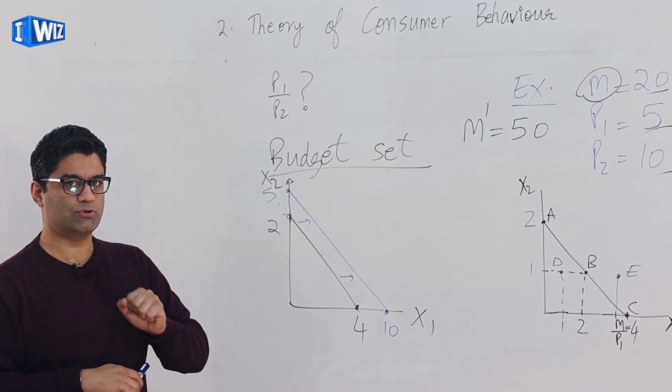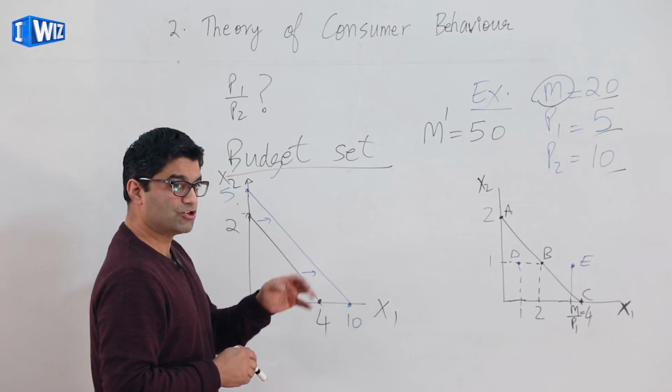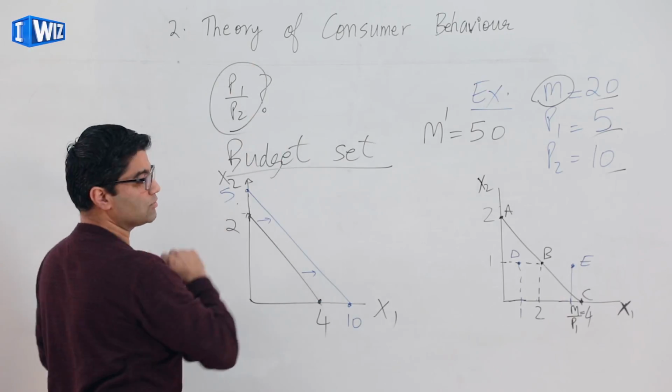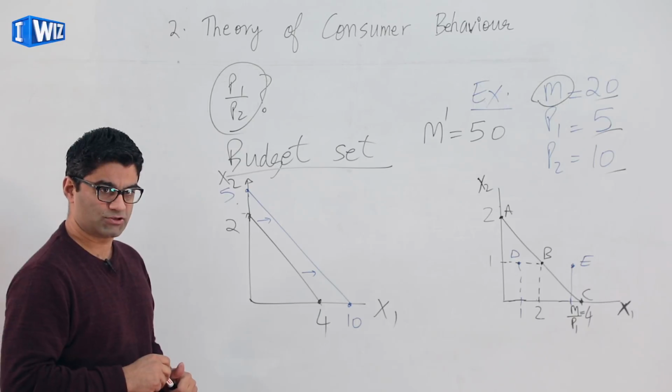What do you think happens to the slope of the line when income changes? That's right, the slope does not change because this ratio has not changed at all. Right? So P1 over P2 hasn't changed, so this line is going to move out in a parallel fashion.